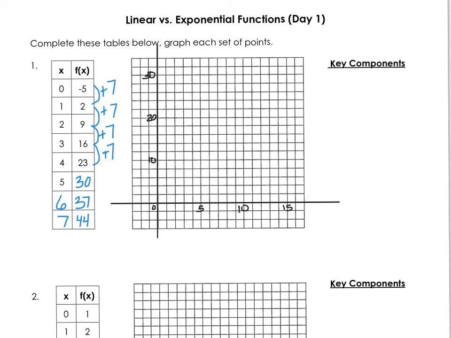So 0, down 5 would be my first plot, which since I chose to count by 2's, is going to be in between two of those lines there. And then 1 is up 2, and I counted by 2, so it's only going to be up 1 block, even though that's a value of 2. And then at 2, I'm up to 9, so I have to go in between again. And then 3 is at 16. So 10, 12, 14, and 16, and so on.